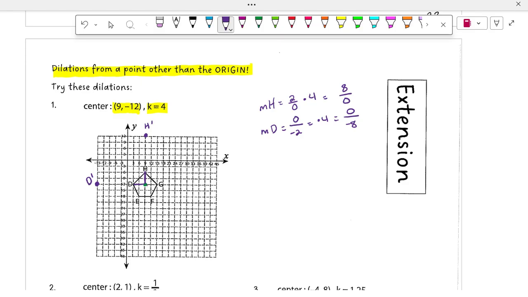So for G, we still go out 2, but it's to the right instead. So it'd be 0 over positive 2. So if I times it by 4, it'll be 0 over what? 8. So that means I'll go up none over 2, 4, 6, 8. Now, E and F, we'd actually have to do some more stuff to it.